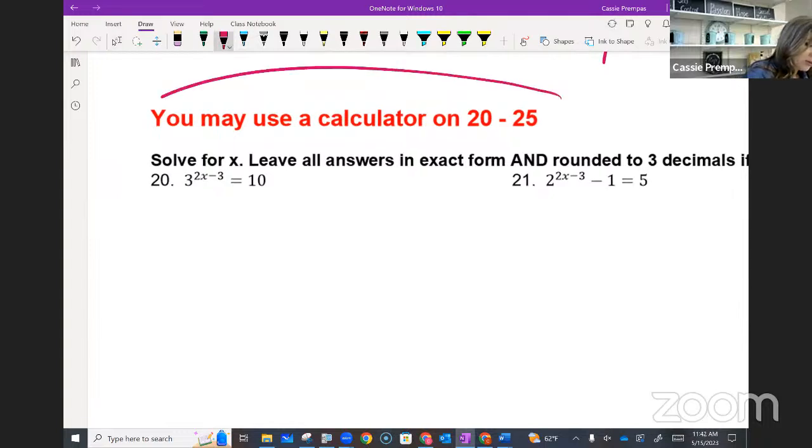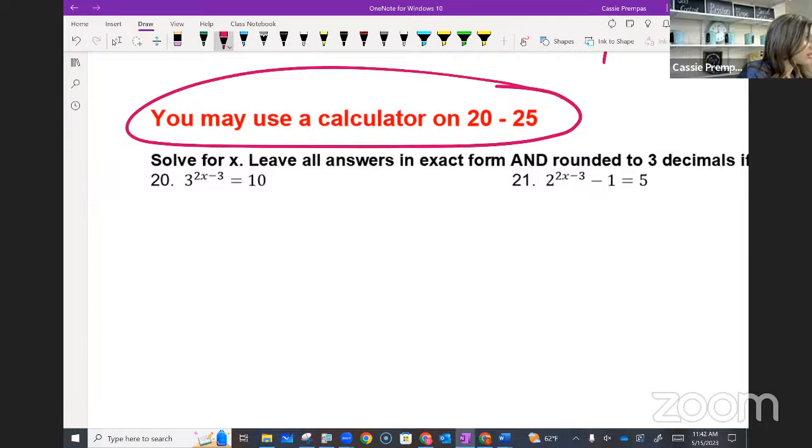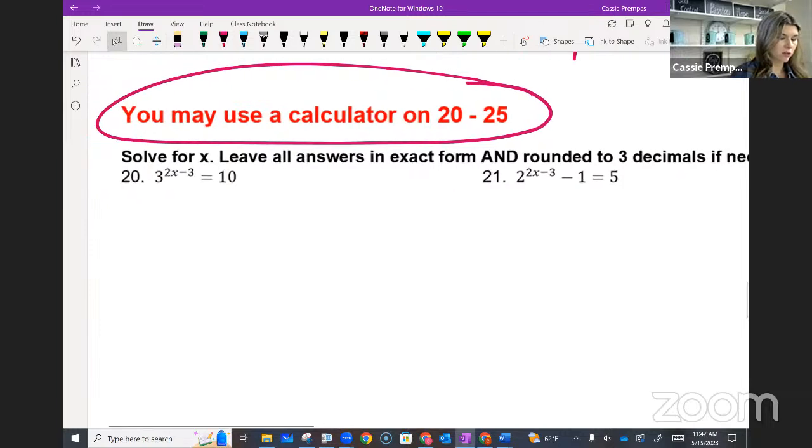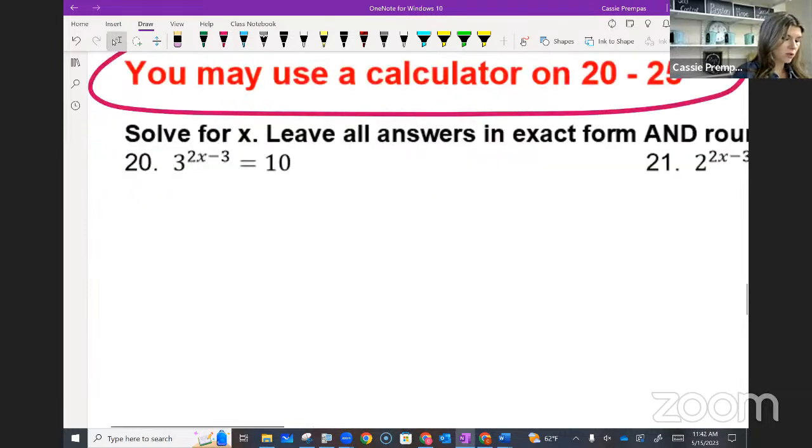Now it says you may use a calculator. When it says you may use a calculator, that's when you know you need it. Like I need a calculator for tomorrow to be able to solve with the logs. Solve for x, leave all answers in exact form and round it to 3 decimals if necessary. So number 20.